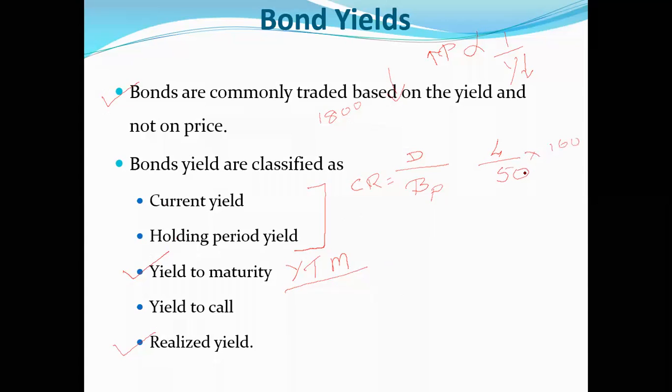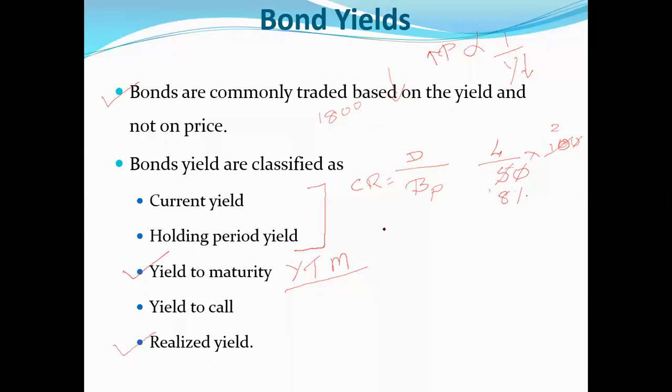In terms of return, how much is my return? Can somebody calculate this? So this is 4 by 50, multiplied by 100, because I want it in percentage. So what is my return? My return is 8%. Are you able to understand? In this particular way, I calculated my current return.